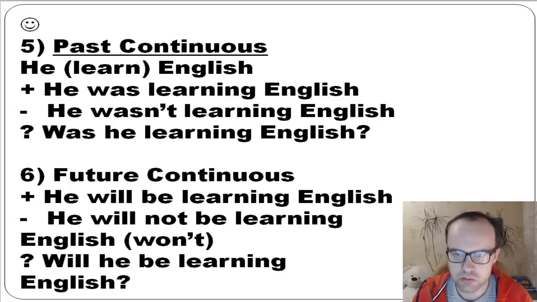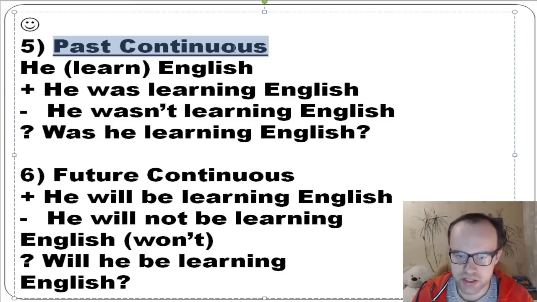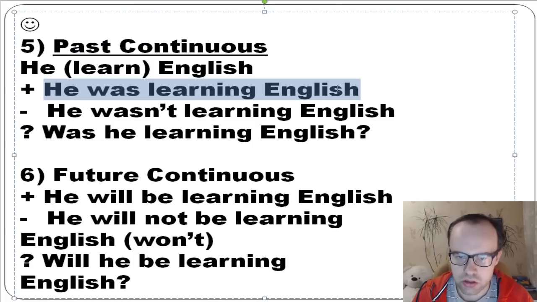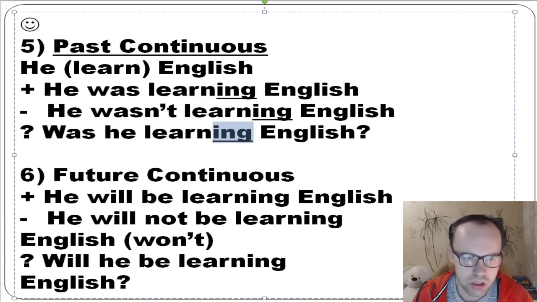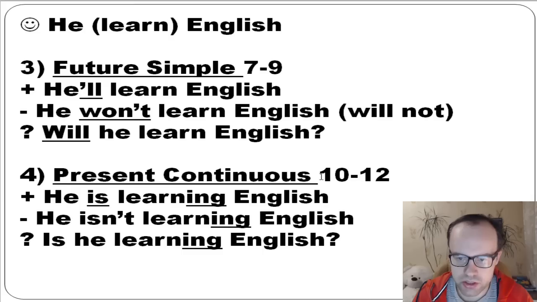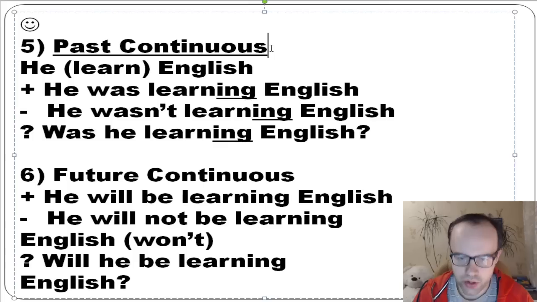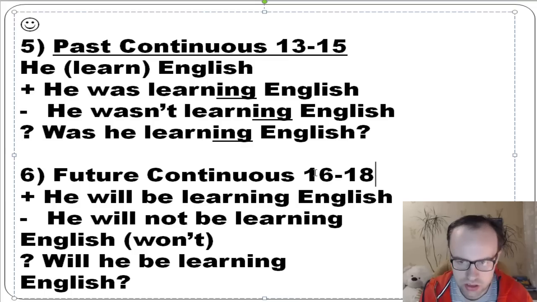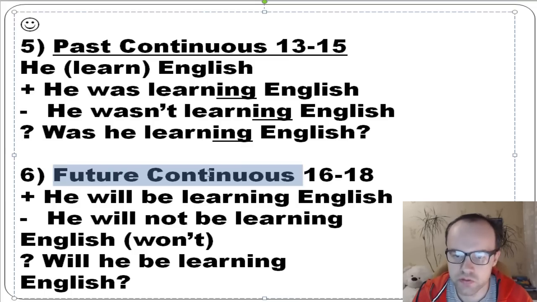Okay, so let's revise it. So we have past continuous. He was learning English. He wasn't learning English. Was he learning English? So we had these numbers, yeah, from 10 to 12. So we have from 13 to 15 and from 16 to 18. Yeah, it's about future continuous. He will be learning English. He will not be learning English.